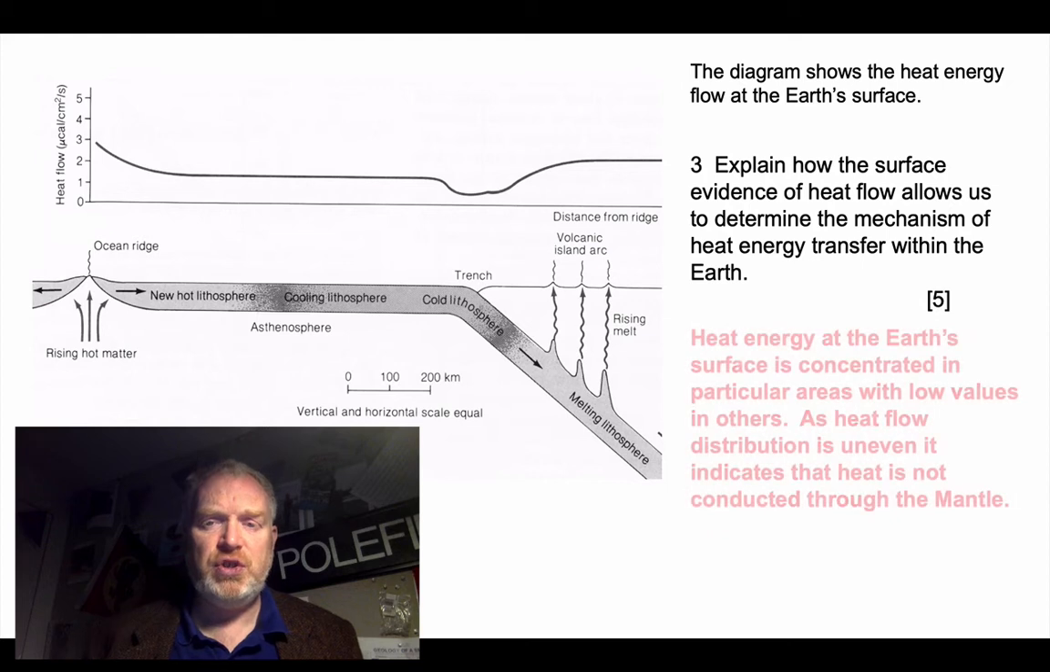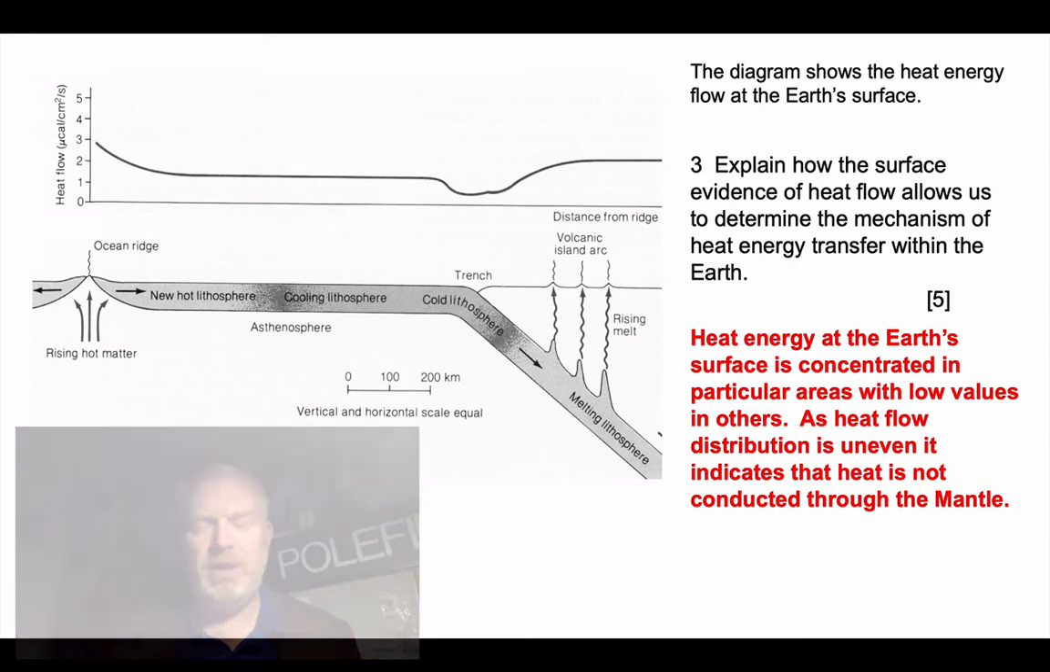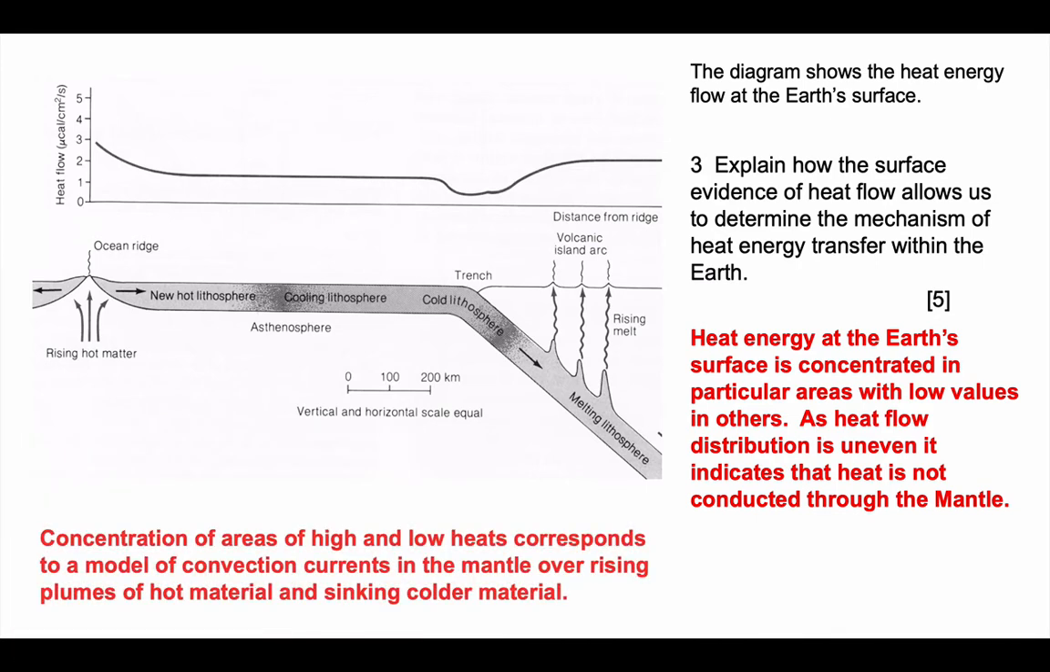Now that concentration of heat flow is perhaps more likely to be the result of convection currents. Rising plumes of hot material are going to concentrate heat in some places. Sinking colder material will reduce the heat flow in some places.